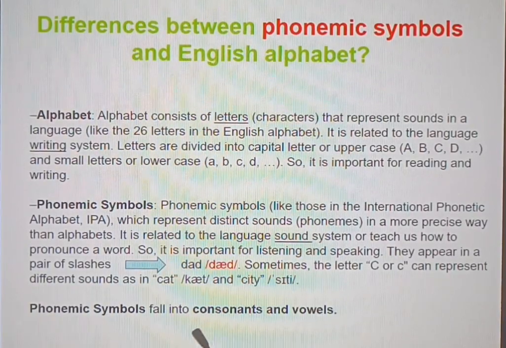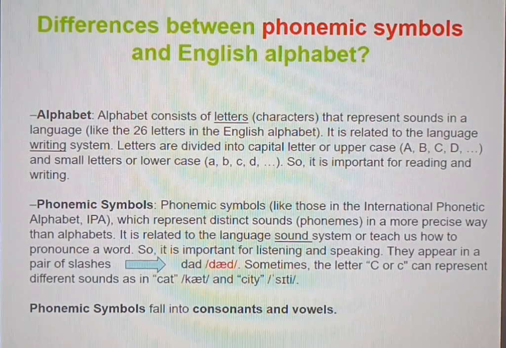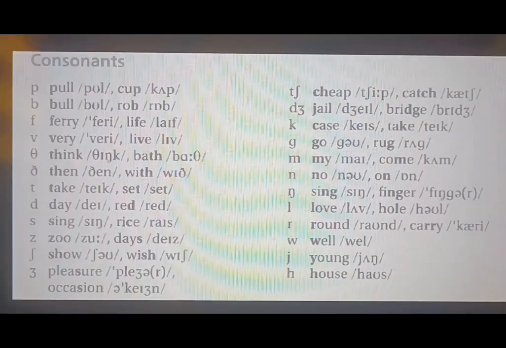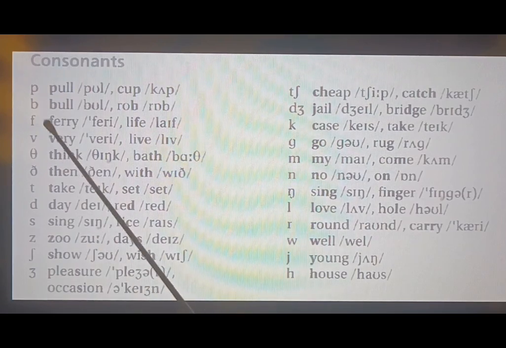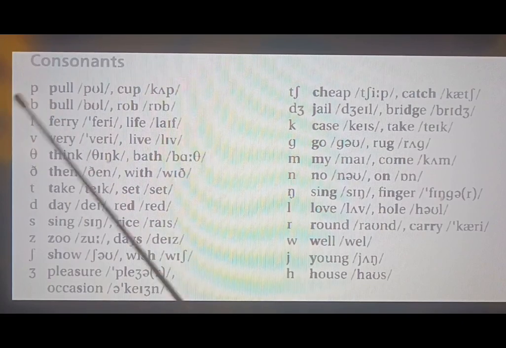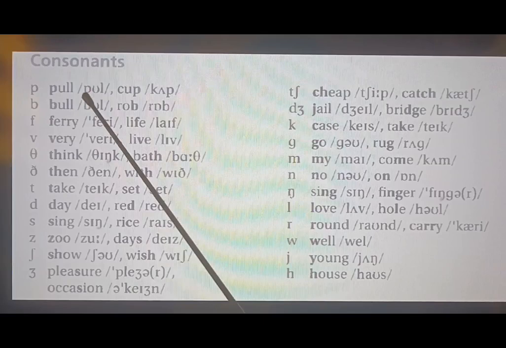So phonemic symbols fall into consonants and vowels. Now, let's start with consonants, okay? Because it's easier to talk about consonants. Most of them share something with the alphabetic letters. For example, P is P, right?